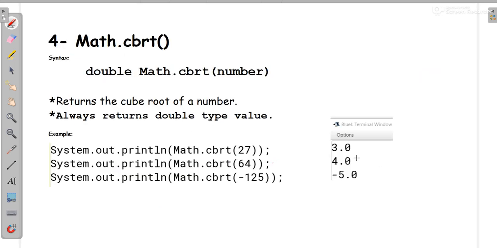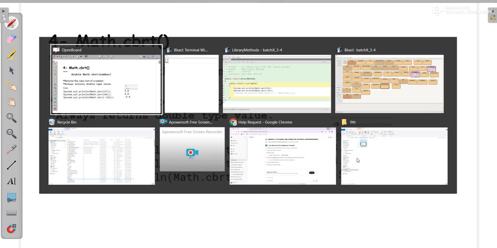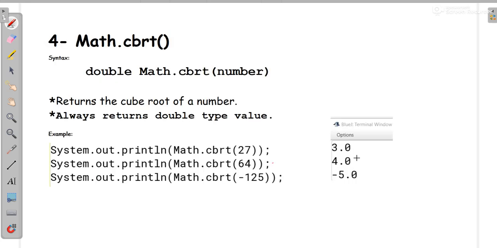Is CBRT. The CBRT function is used to perform the cube root of a given number. It accepts any number or any mathematical expression, and it will give you the output in double, the cube root value. So 27 becomes 3.0, 64 becomes 4.0, and now purposely I have written a negative value. There is no problem in cube root. It will always give you a proper answer, minus 5.0. I hope it is clear.